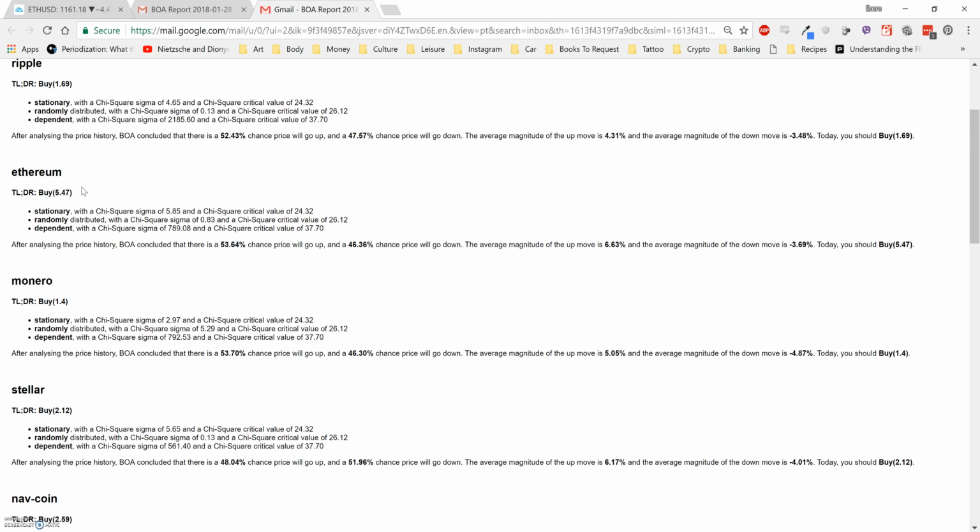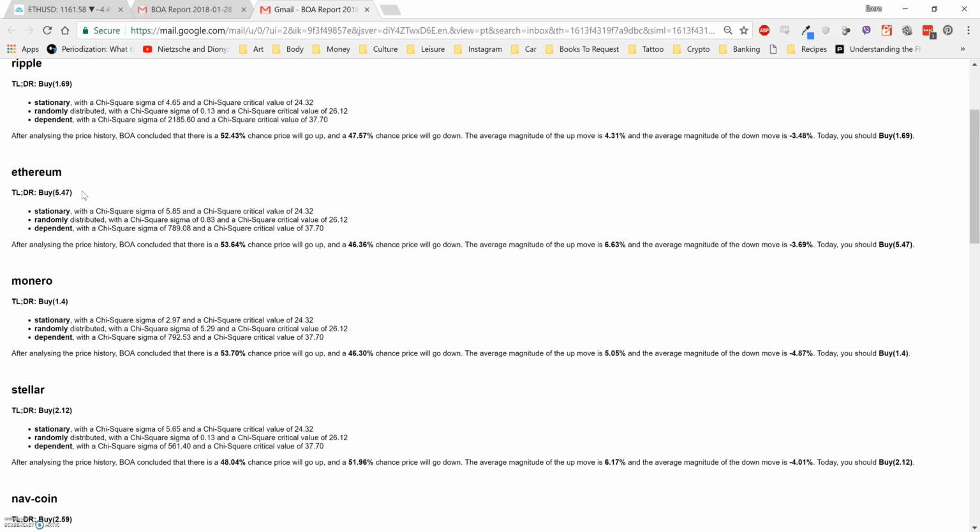So you can essentially consider that as confidence, and that's calculated based on the chances that the price will go up and the chances that the price will go down, and whatever BOA calculates will be the average price move up. So, for example, for Ethereum on this day, BOA predicted that there's a 53% chance it'll go up, and if it does go up, it'll go up almost 7%. There's a 46% chance it'll go down, and if it goes down, it's going to go down about 4%. So since it's going to go up even more than it's going to go down, and it's more likely to go up than it is to go down, that's why the confidence was so high.